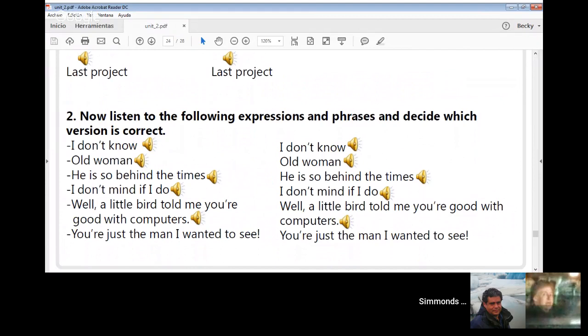Rafa, what about the next one? Old woman. Very good. Okay, do you want to try faster? Old woman. Good. That's perfect. So Ken, what about the next one? A little bit longer now. He's so behind the times. So again, with behind, we're definitely taking the D out. He is so behind the times.